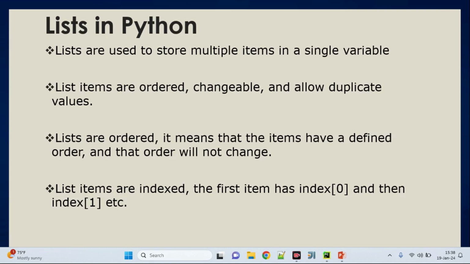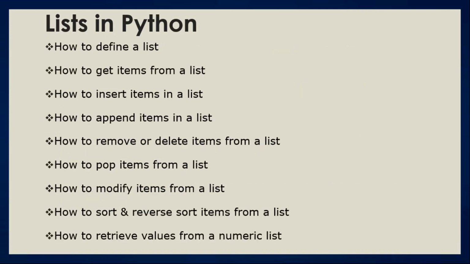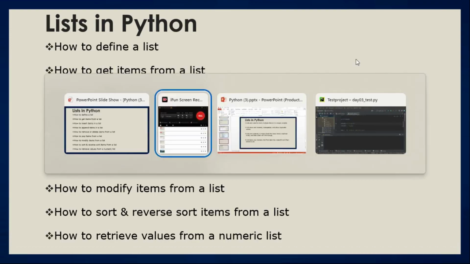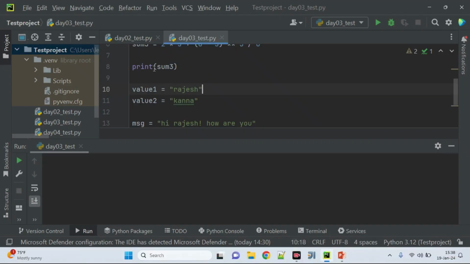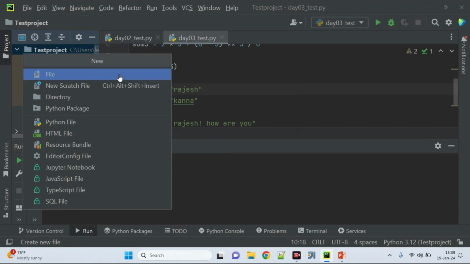These are very important features of a list. You will also be able to define a list, get the items, insert, append and remove. These are all basic functions that can be done on a list. So without wasting time, let's go into the editor mode. I'll be creating a new file now.